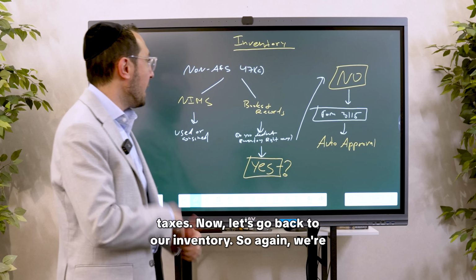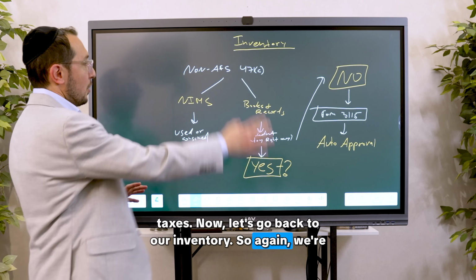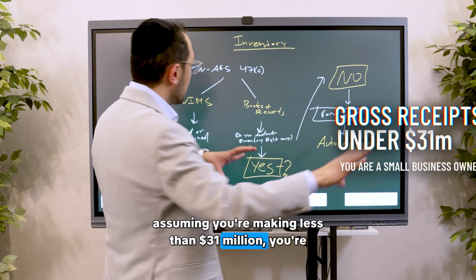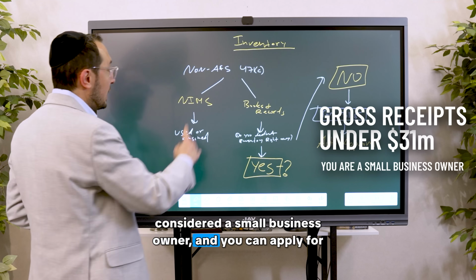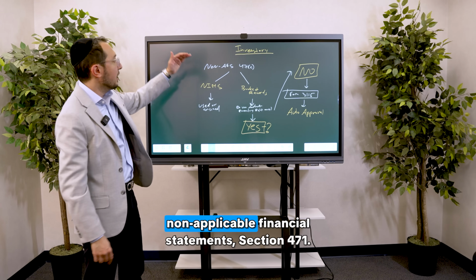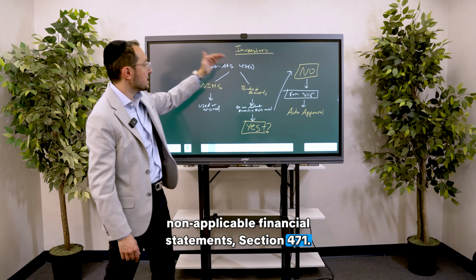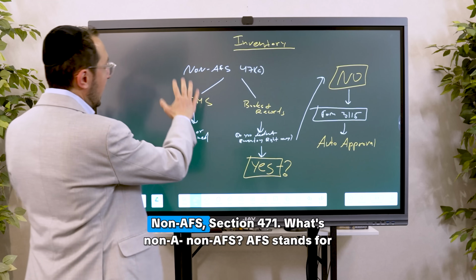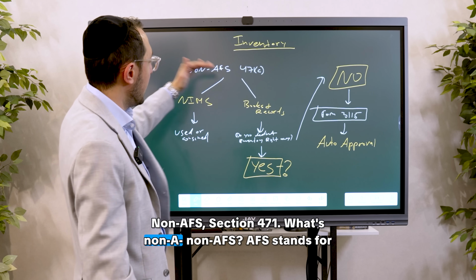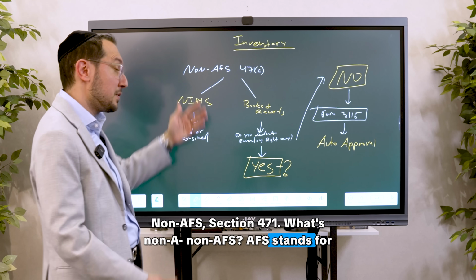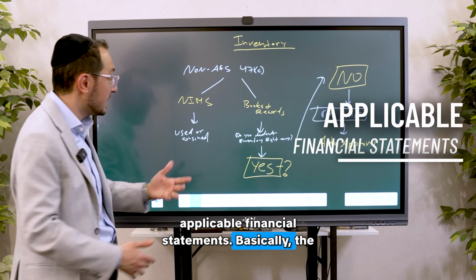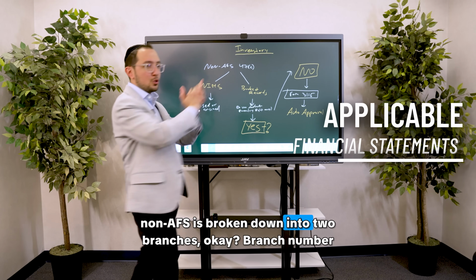Now, let's go back to our inventory. So again, we're assuming you're making less than $31 million, you're considered a small business owner, and you can apply for non-applicable financial statements, Section 471C. Non-AFS, Section 471C. What's non-AFS? AFS stands for applicable financial statements. Basically, the non-AFS is broken down into 2 branches, okay?